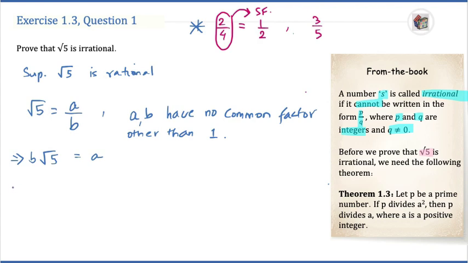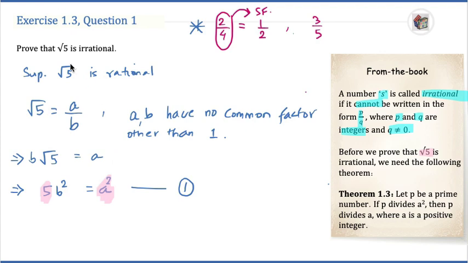Then you square both sides just so that we can get rid of this square root. So on the left side you will have 5b squared, and on the right hand side you will have a squared. Let me just call this equation number 1. Now notice that 5 is a prime number and 5 divides a squared.